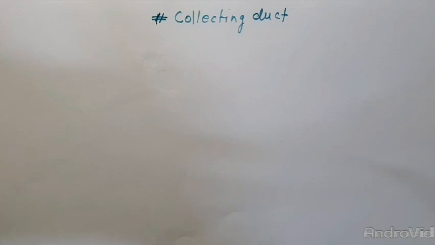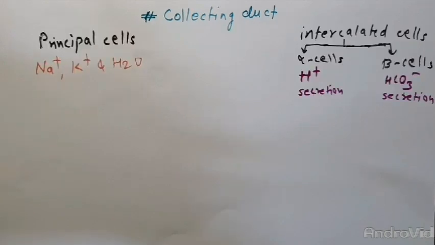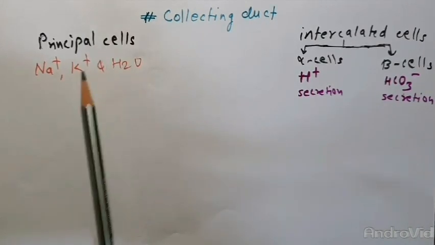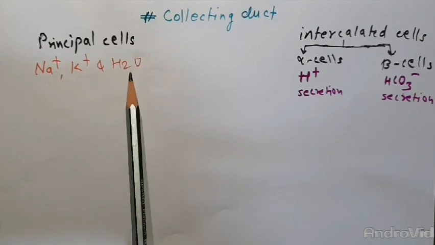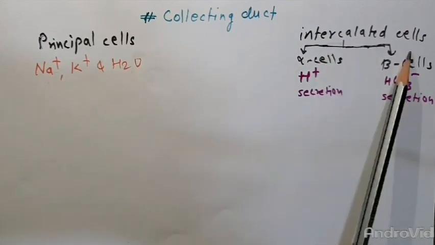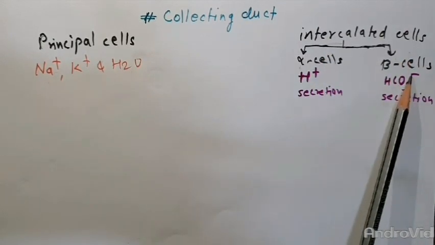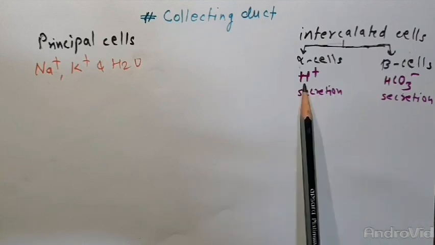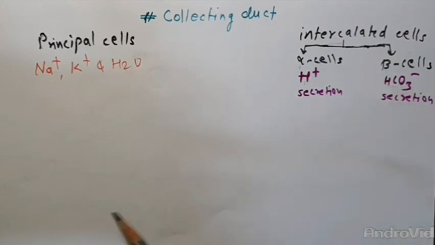Then let's talk about the collecting duct. In the collecting duct, two types of cells are found: the principal cells and the intercalated cells. The principal cells are the major sites for the sodium, potassium, and water transport, and the intercalated cells, the alpha cells and beta cells, are the major site for the secretion of H+ and HCO3- ions respectively.